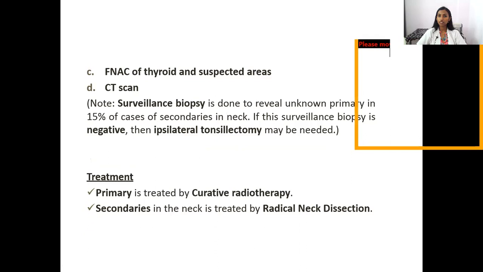The surveillance biopsy is done to reveal the unknown primary in 15% of the cases of secondaries in the neck. If this surveillance biopsy is negative, then ipsilateral tonsillectomy may be needed. The treatment here again is curative radiotherapy for the primary. Secondary in the neck is treated by radical neck dissection.